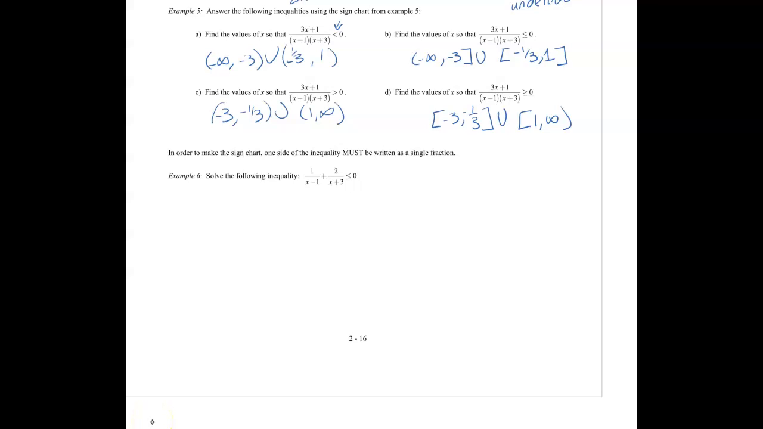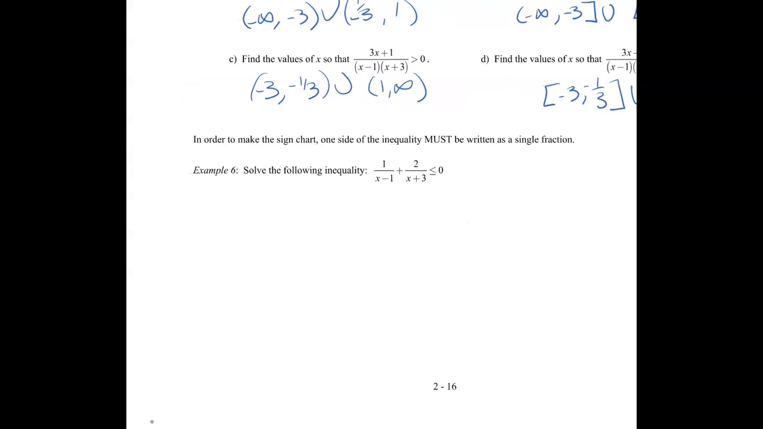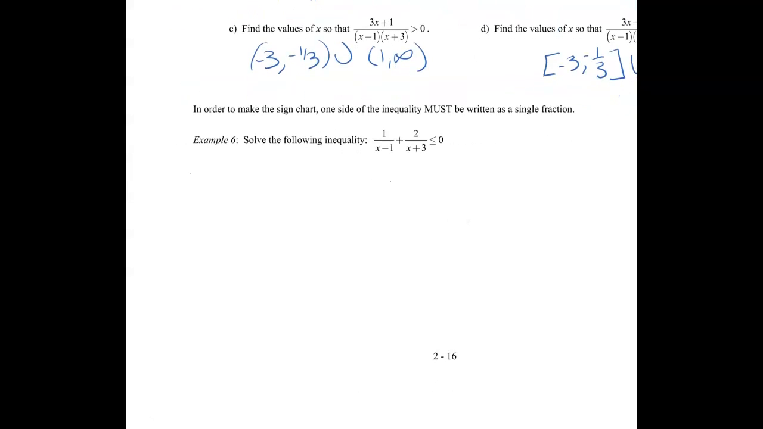So finally our last one says, okay, I've got to make a sign chart, and the first thing I've got to do is write it as a single fraction, because right now I've got two fractions being added together. In order to write this as a single fraction, if I'm adding or subtracting fractions, I need a common denominator. Yes, they are quantities, but all I'm going to do is take this fraction and multiply it by the quantity that's not there, which is x plus 3 in the denominator. And I've got to do that to the bottom as well.